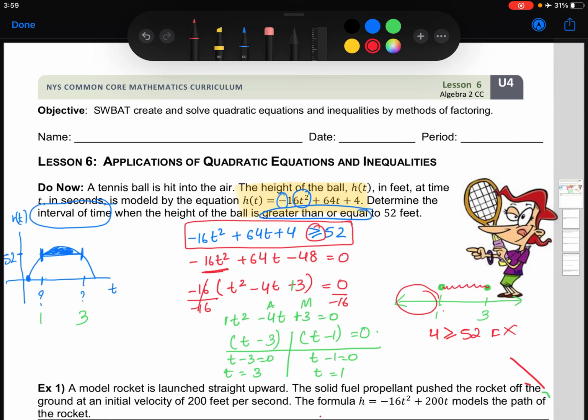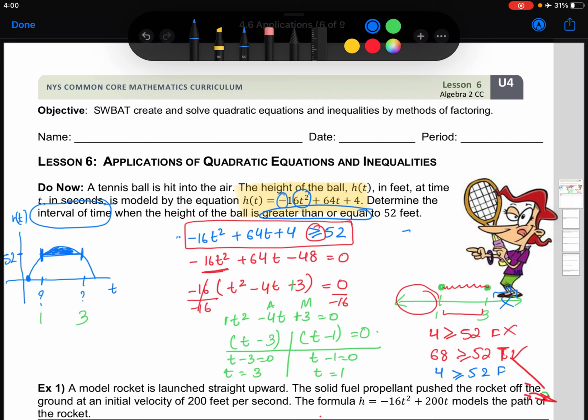Now pick a number in this interval, between 1 and 3. 2 would be a good number. So I'm going to substitute 2 for t. I get 68 on the left side, greater than or equal to 52. True. So it means it's going to be in here, which we already kind of concluded. And check the last one also. I'll pick 4. So if I substitute 4 in this equation, I get 4 is greater than 52, no, that's false, so it's not going to be here.